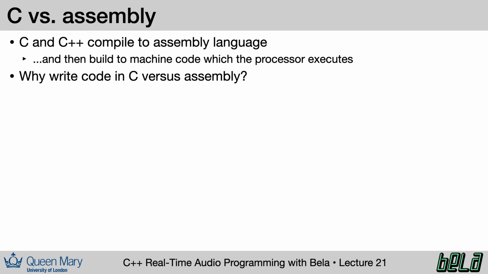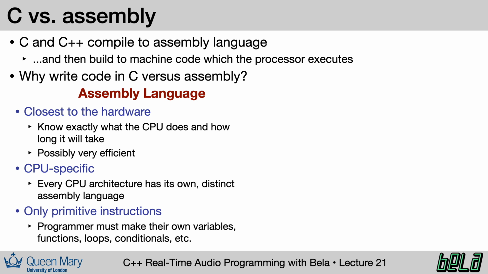When we write C or C++ code, we then pass it to a compiler before we can run it. And the first thing the compiler does is turn that code into assembly language. It then passes it to what's called an assembler, which turns the assembly language into machine code which runs on the processor. So it's worth asking, under what circumstances might we want to write in C versus writing in assembly language? Some properties of assembly language are that it's the closest that we can get to the actual hardware. That means we always know what the processor is doing, and generally speaking, how long it takes. If you know how the processor works, it's possible to write extremely efficient code in assembly language.